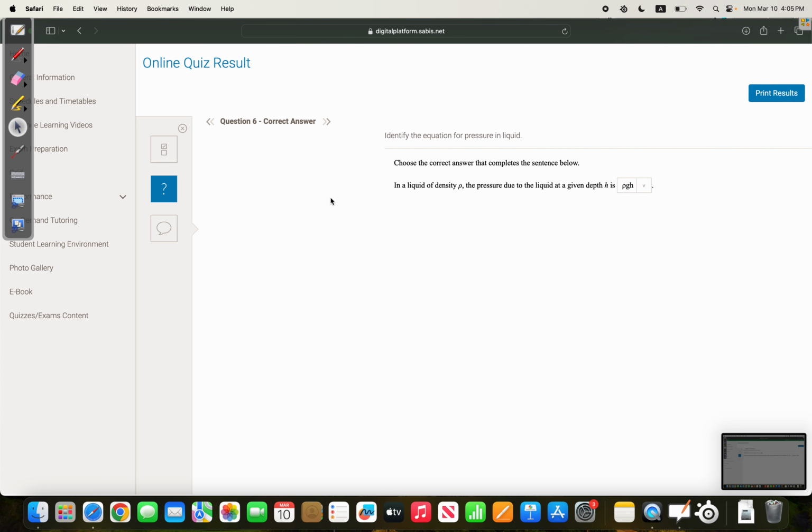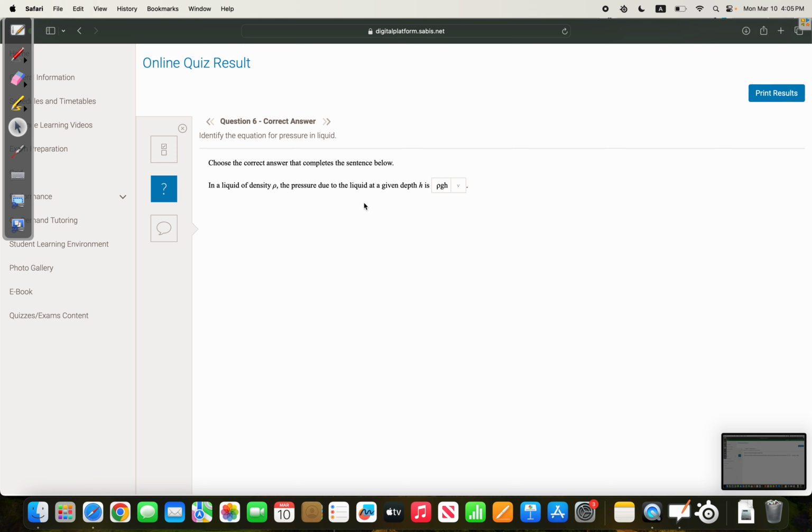Number 6. In a liquid of density ρ, the pressure due to the liquid at a given depth is ρgh. Rho is a Greek letter for R, you can say, and it also stands for density.